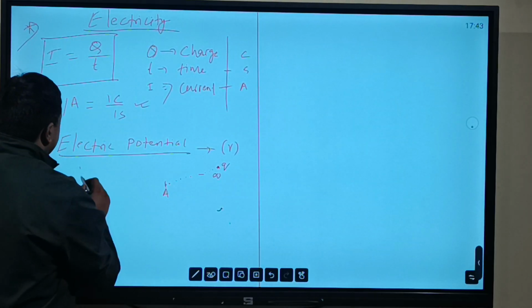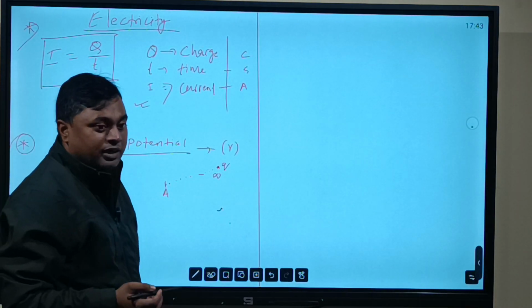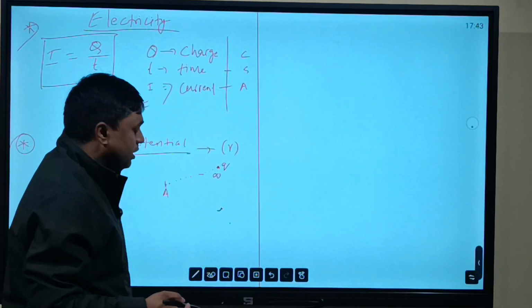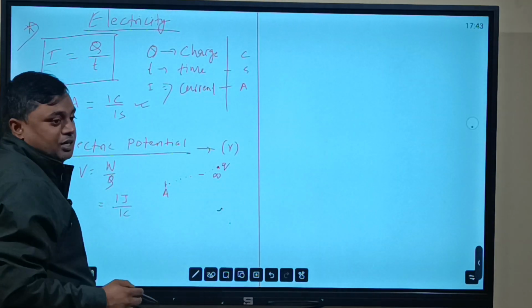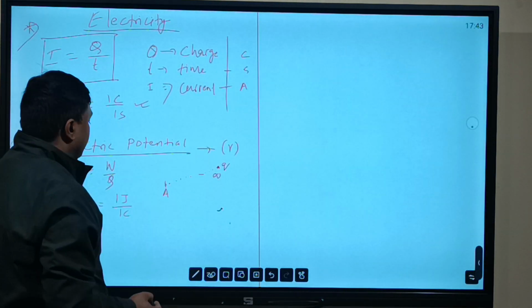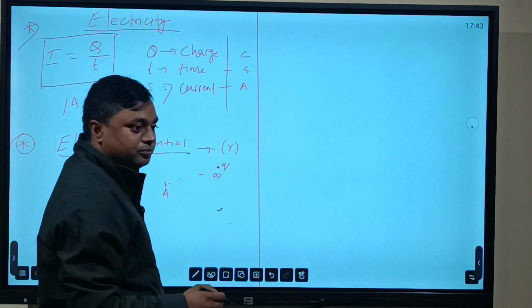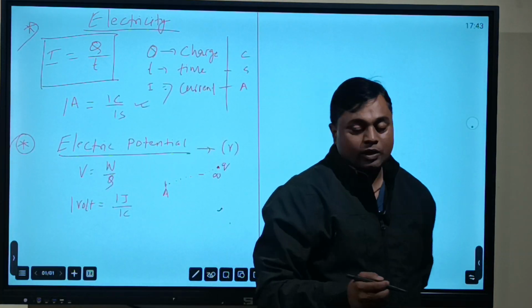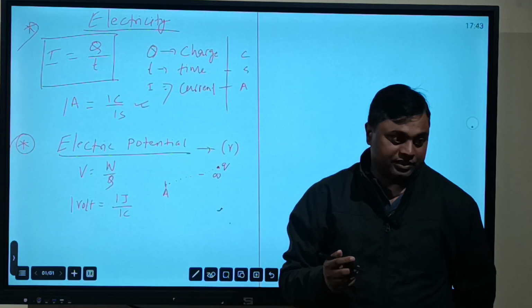Okay, so we can write V is equal to what? W by Q, where W is what? Work done, and Q is what? Charge. If 1 joule of work is done to bring 1 coulomb of charge from infinity to a point, then potential is said to be 1 volt. 1 by 1 is what? 1 volt.